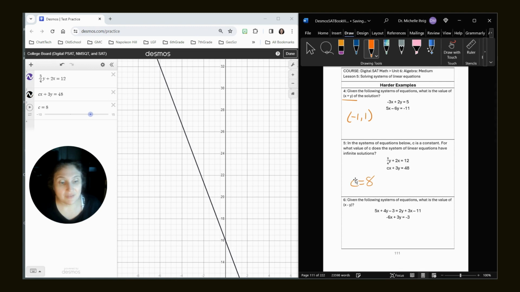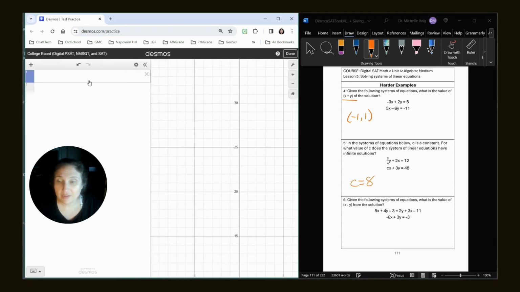All right, let's look at this. Given the following system of equations, what is the value of x minus y of the solution? Okay, let's say from the solution. All right, let's type it in. As ugly as that is, I'll extend this out so we have a little bit more space. We have 5x plus 4y minus 3 equals 2y plus 3x minus 11.